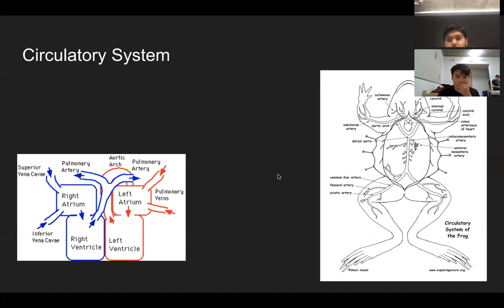Rats and frogs both have closed circulatory systems. Frogs actually only have three-chambered hearts. The heart chambers include two atria and a ventricle. The difference between pulmonary and systemic circulation is that pulmonary circulation moves blood between the heart and the lungs, while systemic circulation moves blood between the heart and the rest of the body.